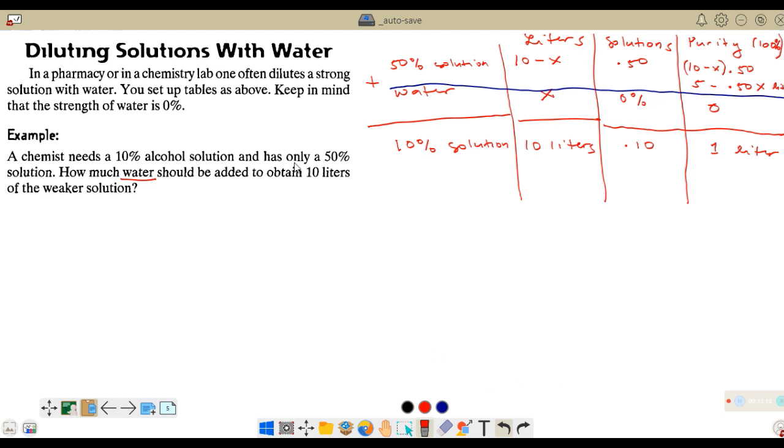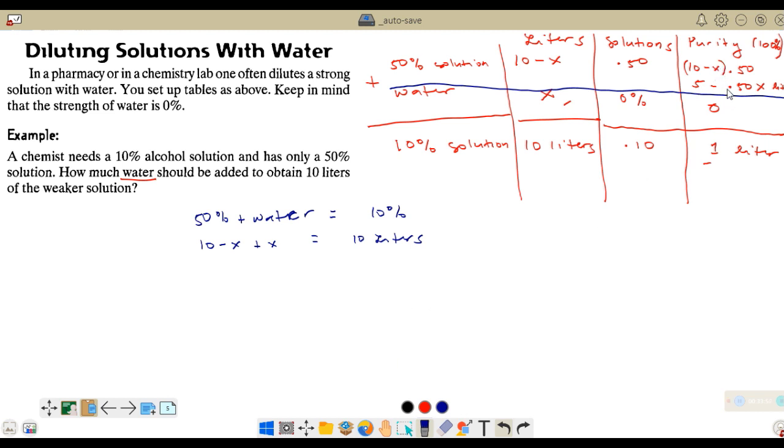Okay? Now, establish na tayo ng equation. So, kailangan nating mahanap ang value ng x. So, paano natin yun gagawin? So, yung volume ng water. So, we are going to make use of these two equations that we have here. Okay? So, this time, meron tayong 50% plus water is equal to 10%, diba? Tama. So, meron ka ditong 10 minus x plus x is equal to 10 liters. Yan. Ito yung mga given natin.